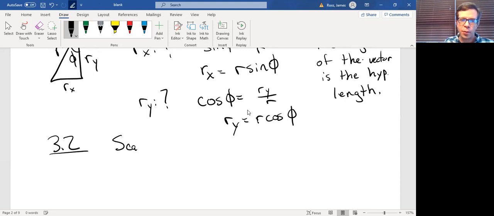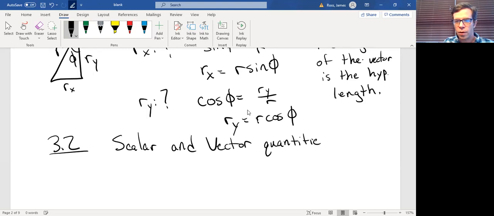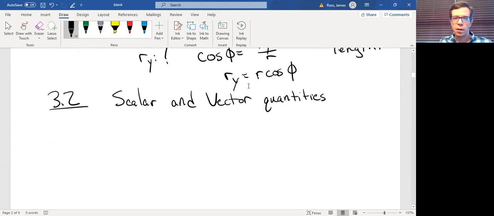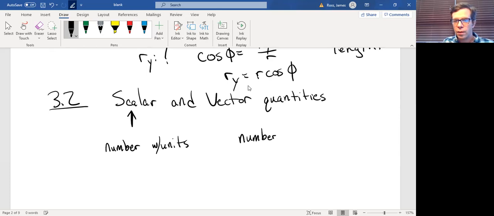So this is about scalar quantities and vector quantities. If you've watched some of the other videos, we've talked about this already in some parts. A scalar is just a number with units, some quantity. A vector is a number with units and a direction.